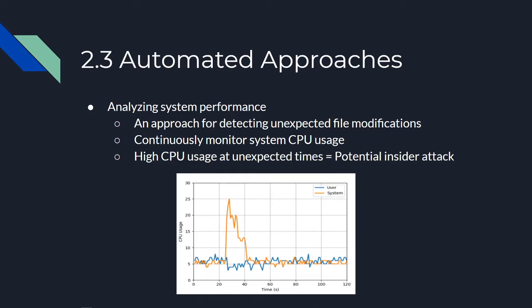And we just have a graph below here to show the effect of large file modifications on CPU usage. So here you can see at around 25 seconds on the graph, CPU usage spikes, and this would be an indication to the system that there may be an unexpected file modification, meaning a potential insider attack.